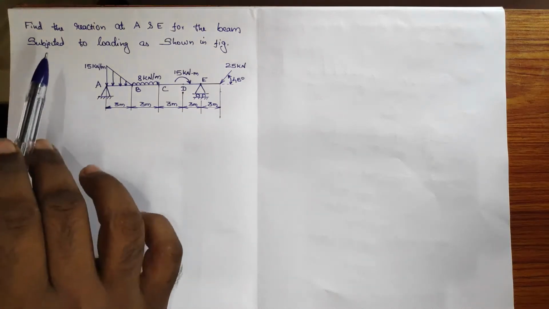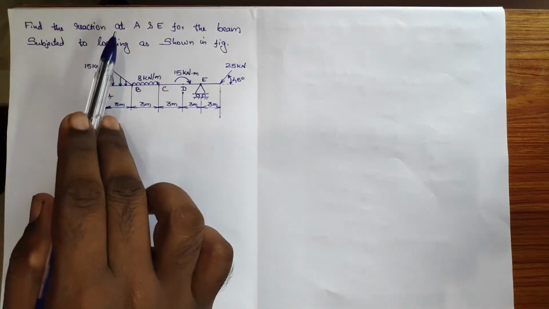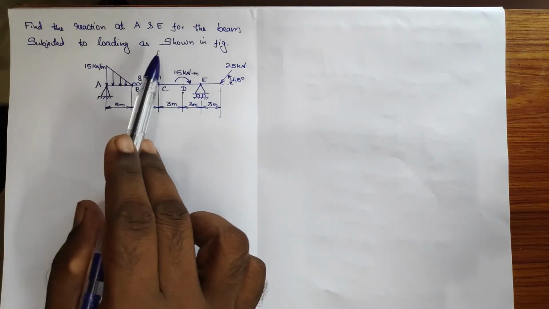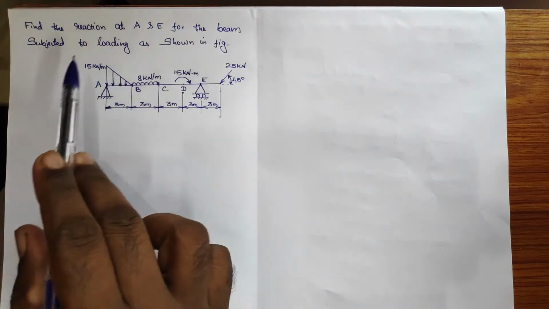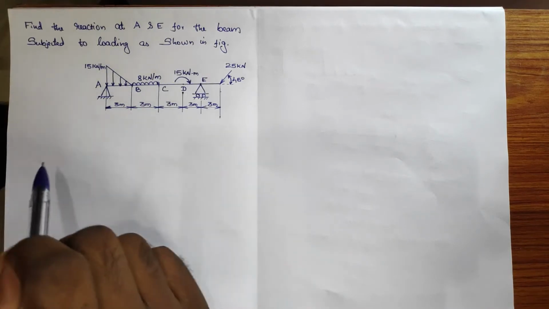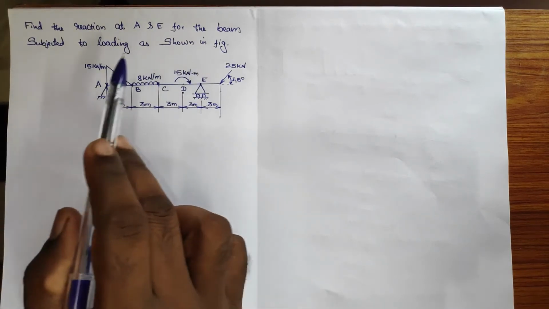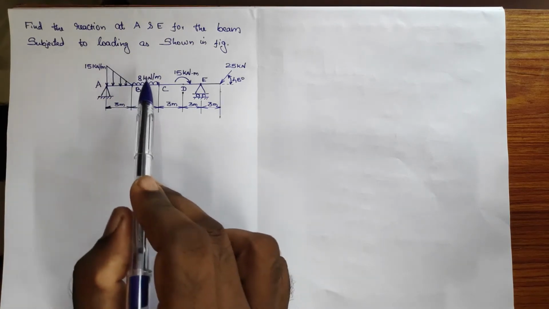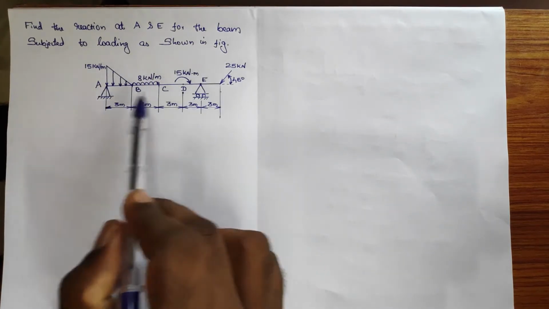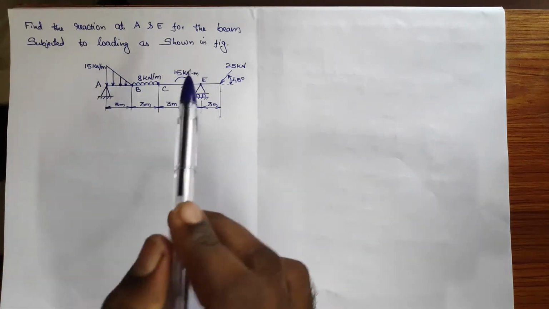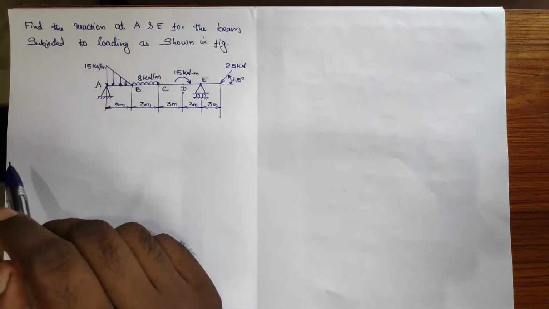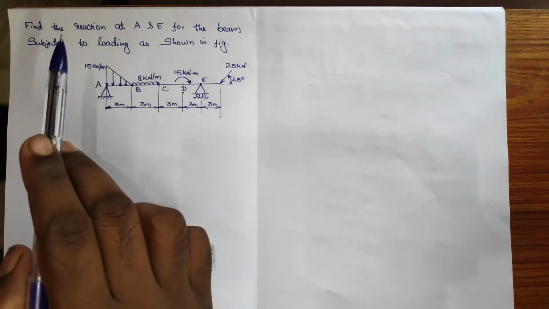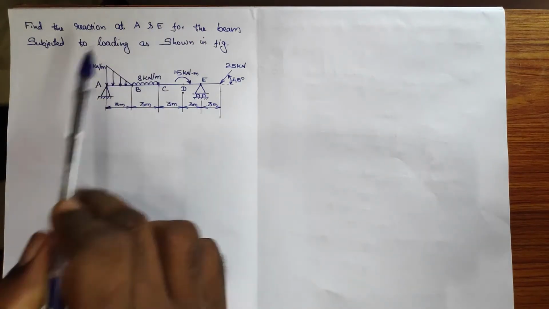Welcome, students. The question is: find the reaction at A and E for the beam subjected to loading as shown in the figure. So this is a question from beams and supports. But here we have the UVL, UDL, and the support reactions all combined in one diagram. So let us see how we are going to find the reaction at A and E.